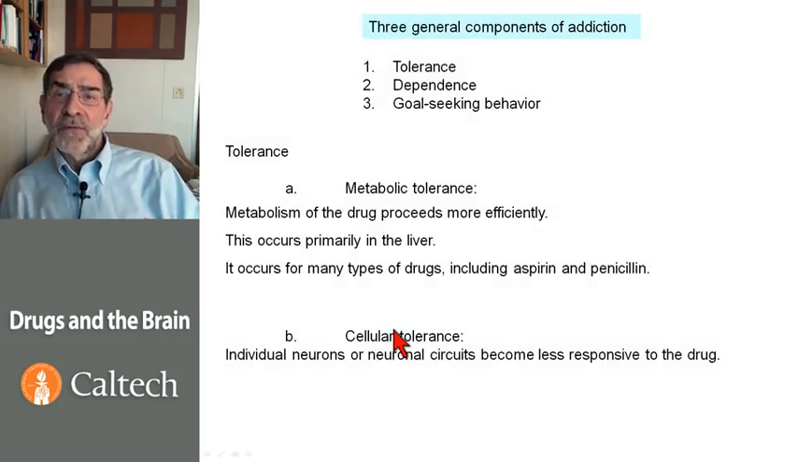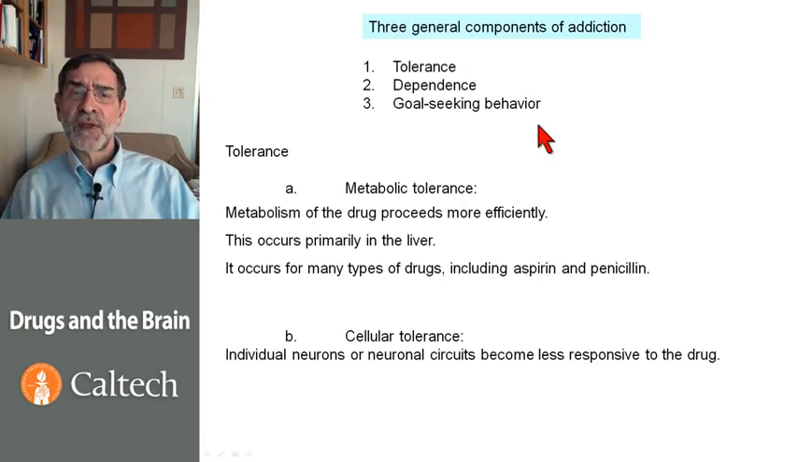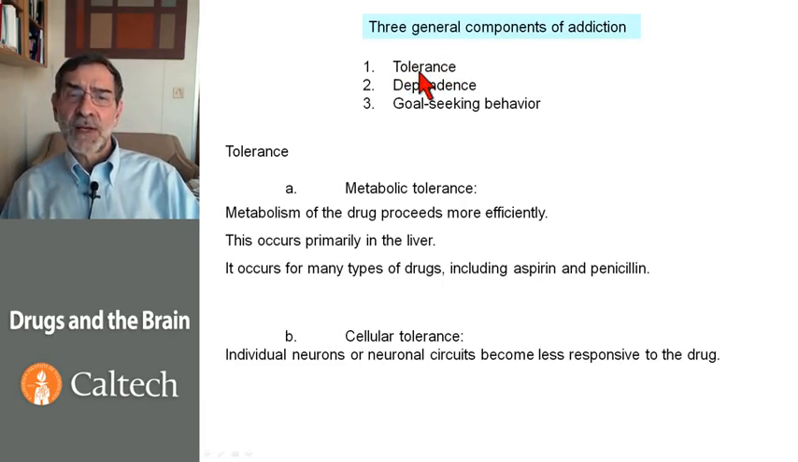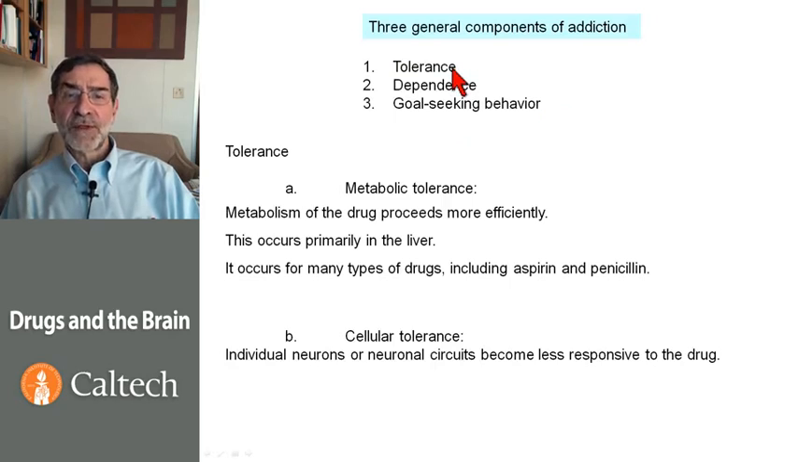We'll move to the topic of drug dependence or addiction, and we will use those terms more or less independently. We'll talk about the major components of addiction: first tolerance, and then dependence, and goal-seeking behavior. Tolerance means that an organism becomes less sensitive to the drug as time goes on, and dependence means that an organism cannot function normally without that drug, and goal-seeking behavior means that the organism tries to get that drug.